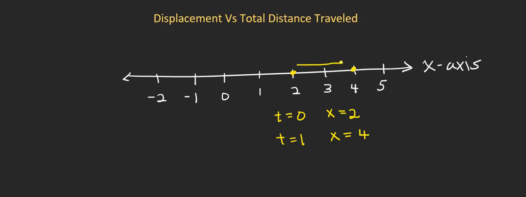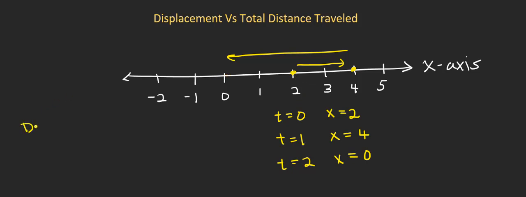So you went right. And then, let's say when t equals 2, the particle is at, let's say, 0. So now, the displacement is the position of the particle now is at 0 after 2 seconds. It was originally at 2, but after 2 seconds, the particle will be at 0.